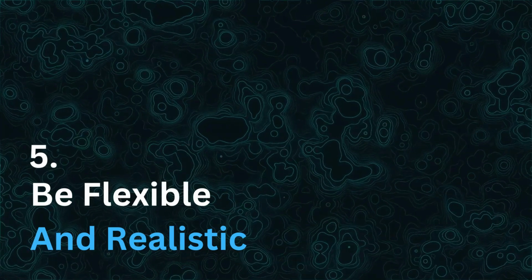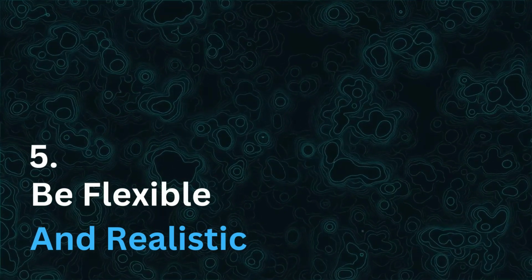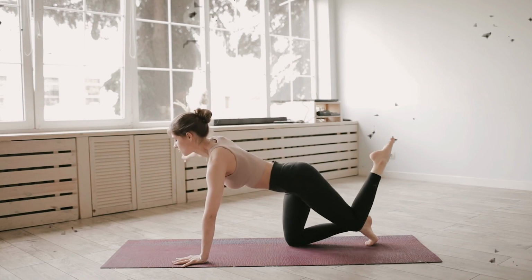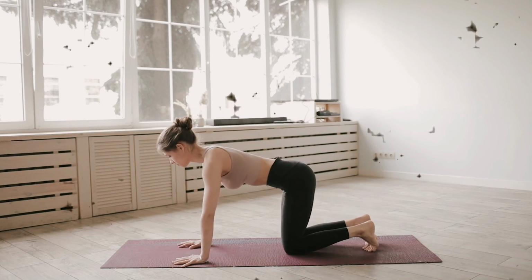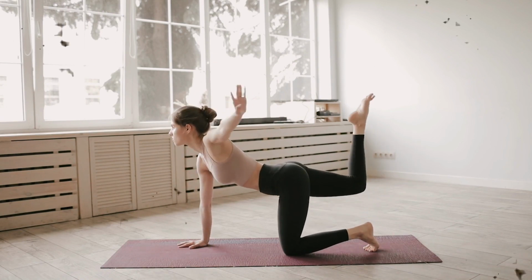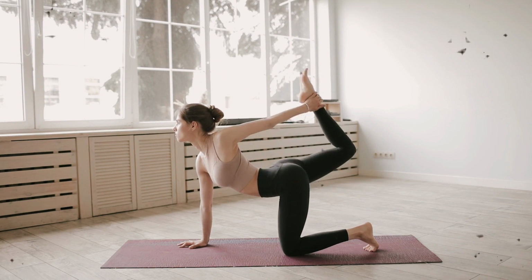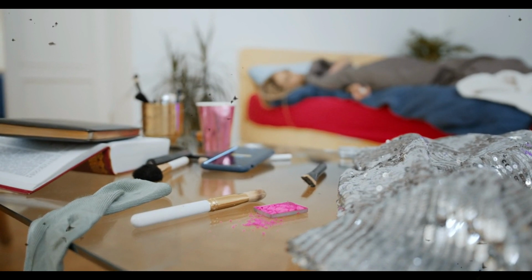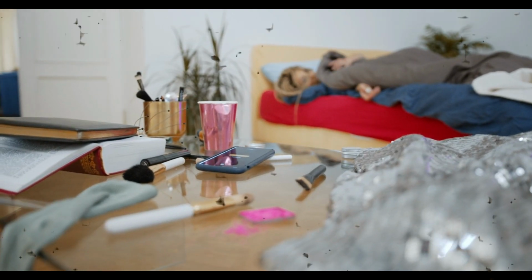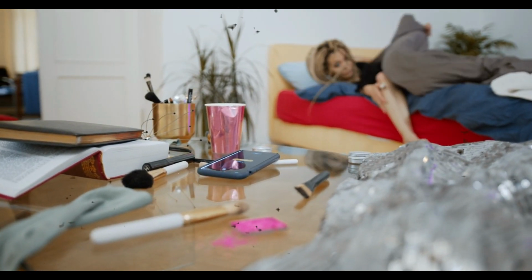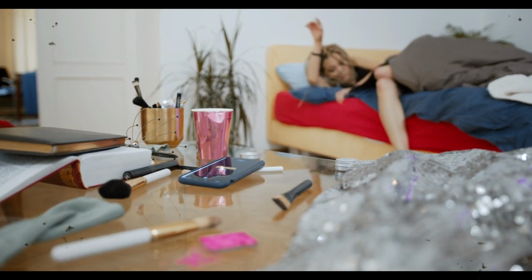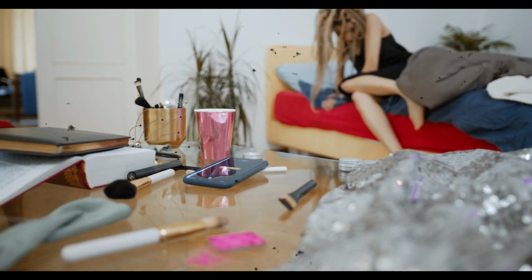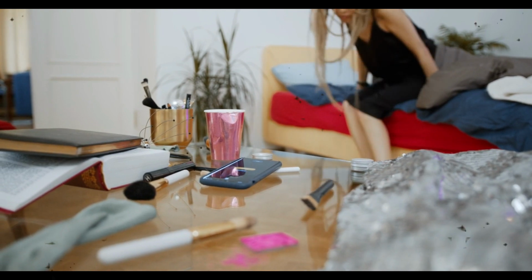Step 5. Be flexible and realistic. While having a structured life schedule is important for productivity and goal attainment, it's equally important to embrace flexibility and realism. Life is unpredictable, and unexpected events or changes can occur that may disrupt your plans. Being adaptable and realistic in your approach will help you navigate these challenges while maintaining your overall well-being.